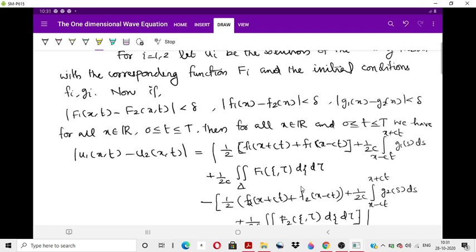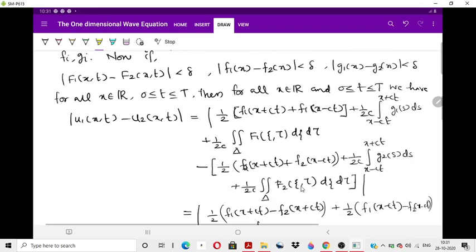and small g1. Okay, so the solution is 1/2 into f1(x+ct) plus f1(x-ct) plus 1/(2c) integral from x-ct to x+ct of g1(s) ds plus 1/(2c) double integral over delta of capital F1(theta, tau) d theta d tau, minus 1/2 into, in bracket, f2(x+ct) plus f2(x-ct) plus 1/(2c) integral x-ct to x+ct of g2(s) ds plus 1/(2c) double integral of F2(theta, tau) d theta d tau. That is given by u1(x,t) minus u2(x,t).